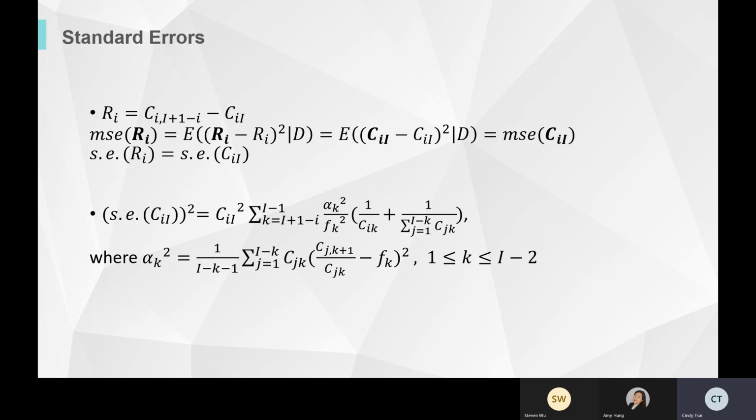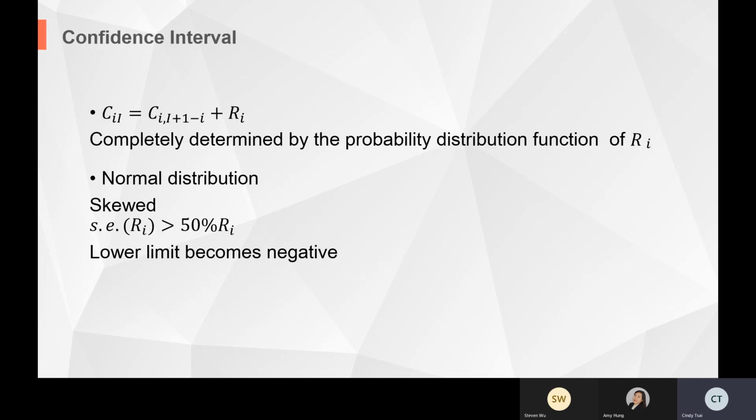From the equality of the mean square error, we can know that the standard error of Ri equals the standard error of Cii, and Thomas also derived this resulting formula to calculate the standard error. The third step is to establish a confidence interval.